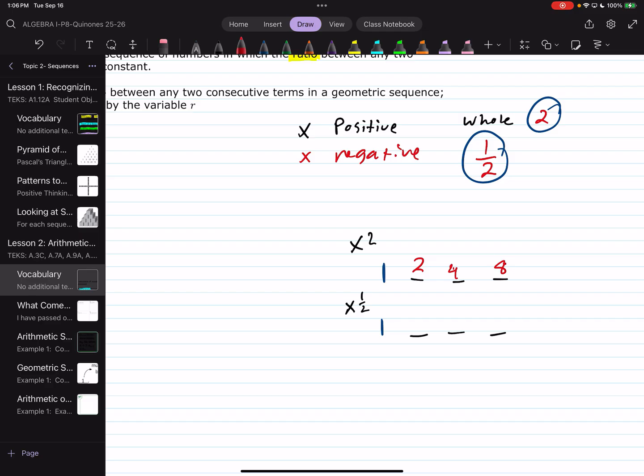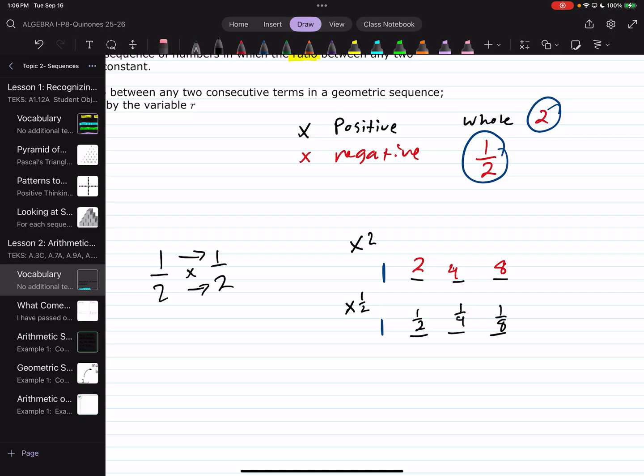For those of you that have forgotten how to multiply by fractions, the first one is 1, the next one is 1 half. Cool. And again, we just multiply fractions straight across. So my next term in the sequence would be 1 over 4, and the next one will be 1 over 8. Beautiful. What have you noticed?